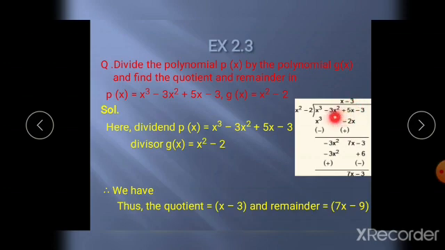Now multiply this minus 3 with the divisor. Minus 3 into x square is minus 3x square, minus 3 into minus 2 is plus 6. Then change the signs. Minus and plus will get cancelled, these are like terms. And pull down 7x, and minus 3 minus 6 you will get minus 9. So 7x minus 9 is the remainder, and x minus 3 is the quotient. By this way we can complete exercise 2.3 first section.